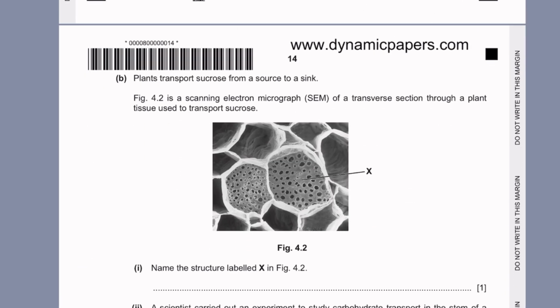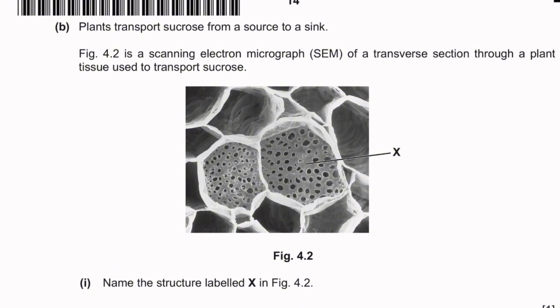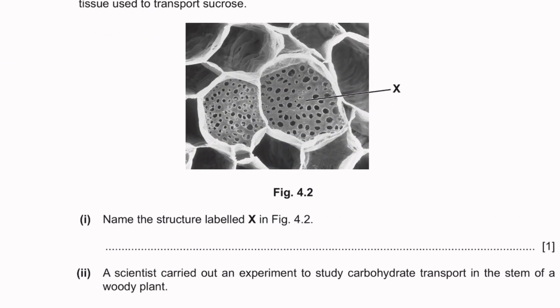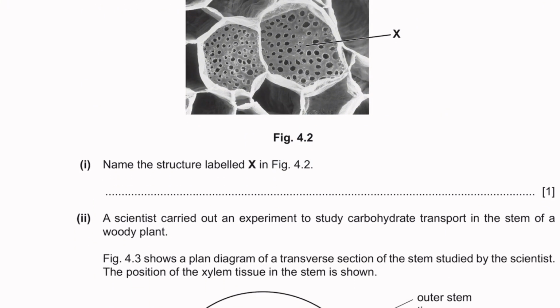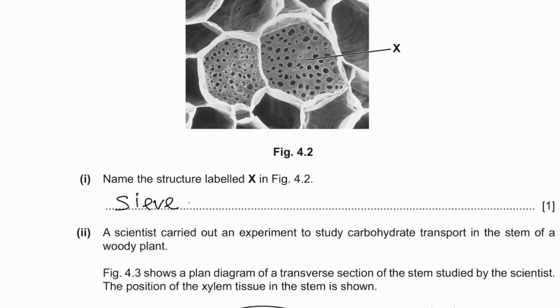Now let's go ahead and continue. Okay. B. Plants transport sucrose from a source to a sink, and he says here scanning electron microscope SEM of a transverse section through a plant tissue is used to transport sucrose. Okay, so it's used to show the structures. Name the structure labeled X. Since you could see the structures that are going to transport sucrose, we know they are part of the phloem. They are the sieve tube element and the companion cell. Now the sieve tube element is going to have these end plates. So this is the sieve tube element, and to be more specific, we labeled X, so it's the end plate. Or you could just say sieve plate if you like.